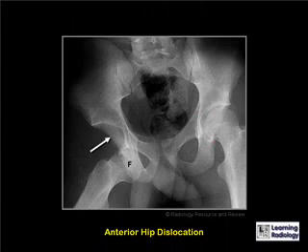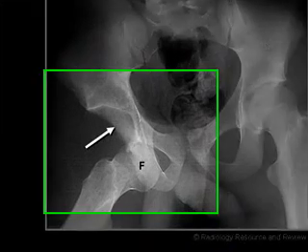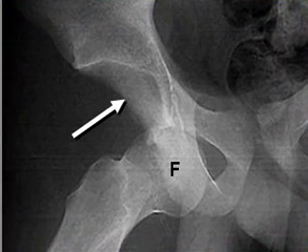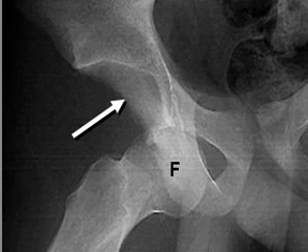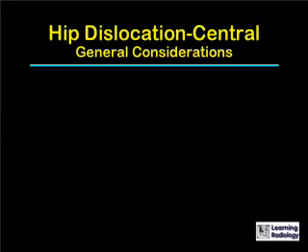Here is another example of an anterior hip dislocation. Again, you can see that the acetabulum, marked by the white arrow, is empty, and the femoral head lies inferior and slightly medial to the acetabulum, almost overlying the obturator foramen.